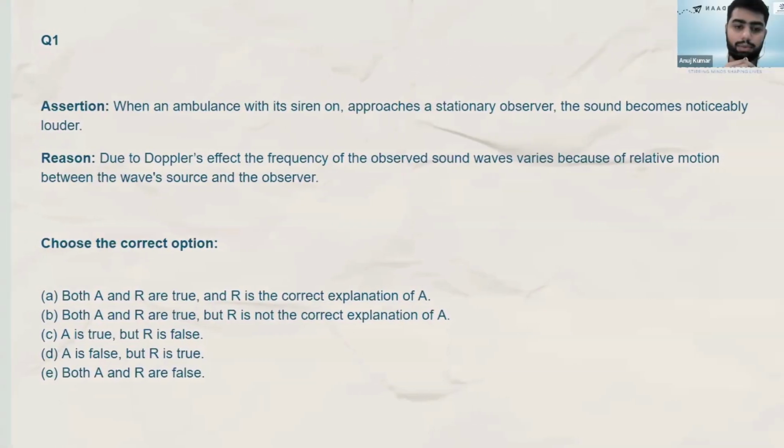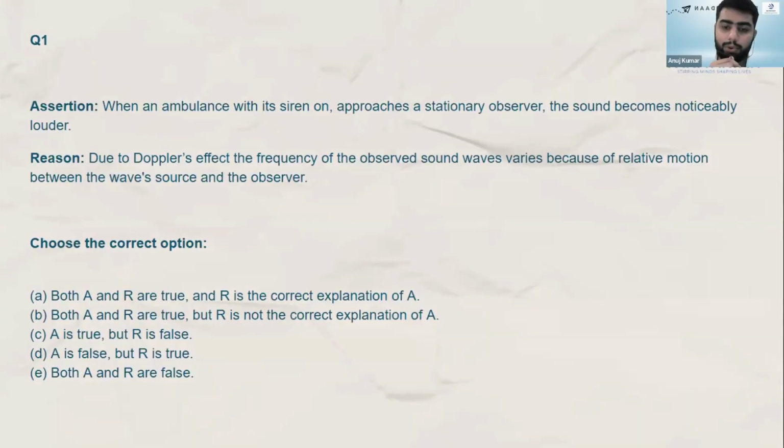When an ambulance, with its siren on, approaches a stationary observer, the sound becomes noticeably louder. We all agree to that, okay? The reason is, due to Doppler's effect, the frequency of the observed sound waves varies because of relative motion between the wave source and the observer. Well, this statement also sounds right. That defines the Doppler's effect.